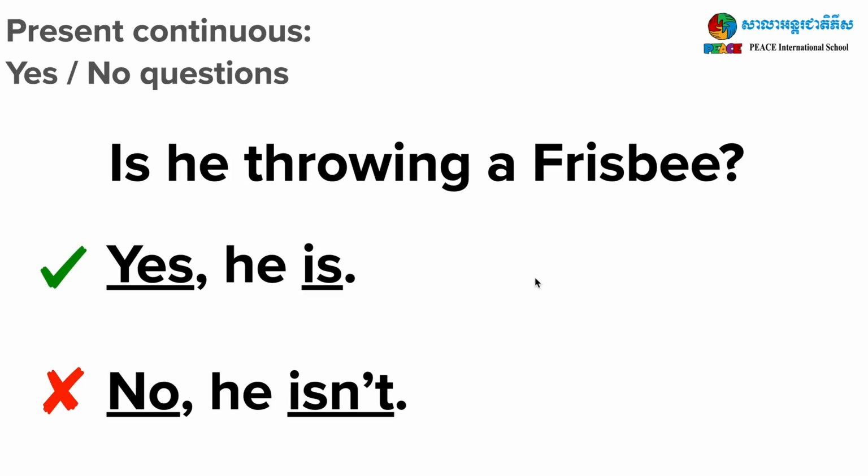Here is the correct way to answer. Is he throwing a frisbee? Yes, he is. No, he isn't. When I say yes, I say he and the be verb. He is. Yes, he is. When I answer no, I use he and the be verb plus not. Is not. Isn't. Is he throwing a frisbee? Yes, he is. Is he throwing a frisbee? No, he isn't.